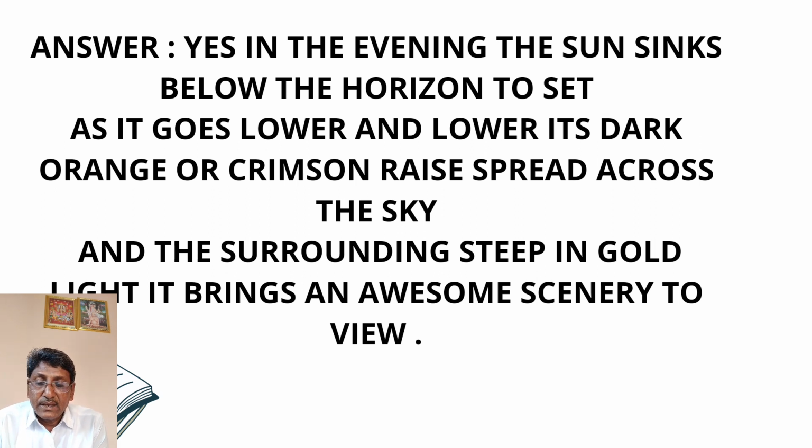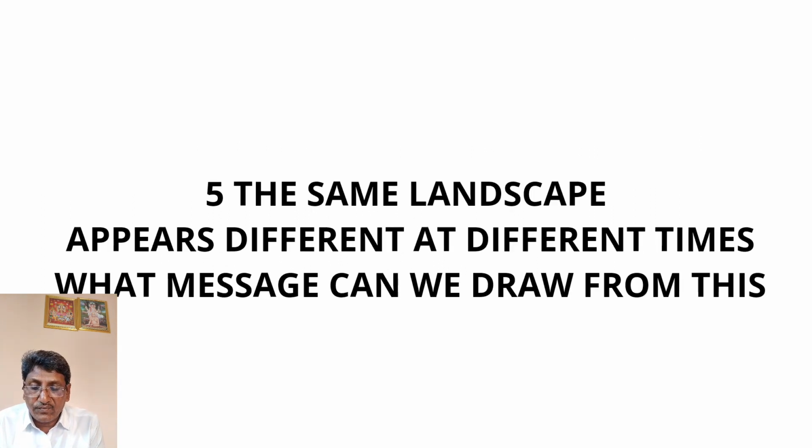Once again, I will tell you the possible answer of activity 4. Yes, in the evening time the sun sinks below the horizon to set. As it goes lower and lower, its dark orange or crimson rays spread across the sky, and the surrounding area is steeped in gold light. It brings an awesome scenery to view. And this is the possible answer of activity number 4. And then I will go to activity number 5.